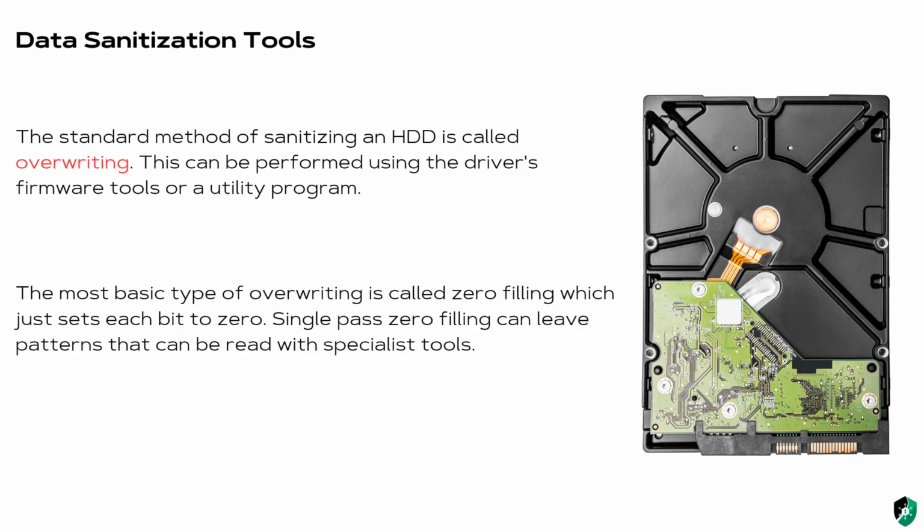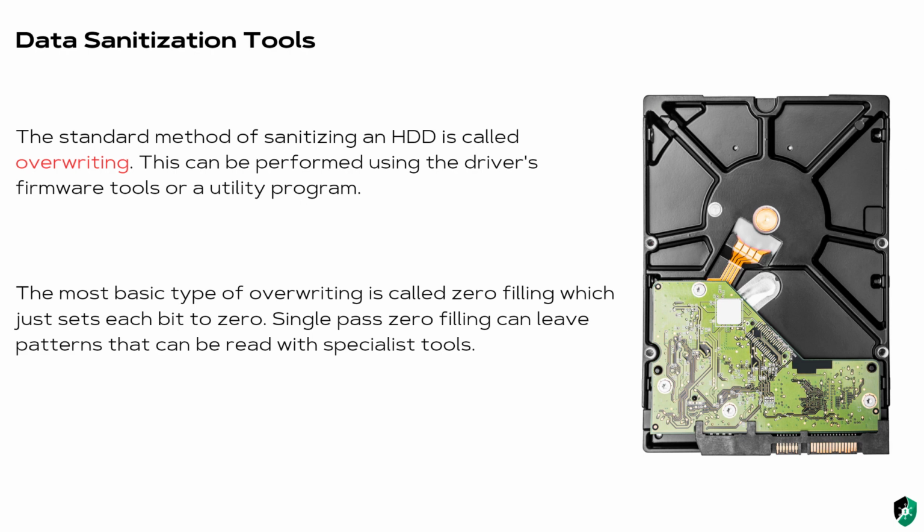However, we do have what we call the data sanitization tools. Now, the standard method of sanitizing any hard disk drive is called overwriting. And this can be performed using the drive's firmware tools or a utility program. Now, we have different ways of overwriting. The most basic is called zero filling, which will just set each bit of data to simply 0. That's what it will do.